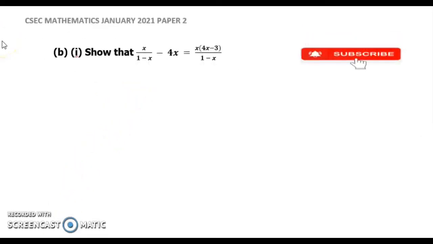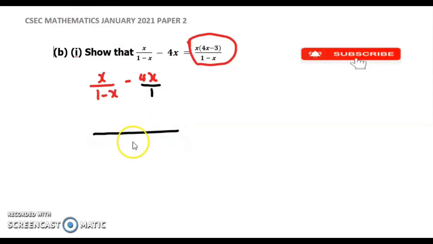The next question is asking us to show that x over 1 minus x minus 4x is equal to x, open bracket, 4x minus 3 over 1 minus x. So they already have the answer, which is this. And they want us to prove that the question is equal to this particular solution. So here I have x over 1 minus x minus 4x. And before I start working this, I'm just going to put it over 1 to show that it's a fraction also. My LCM would be 1 minus x.